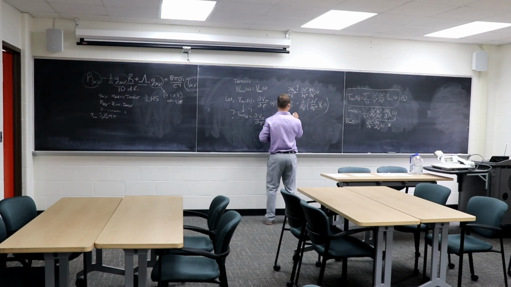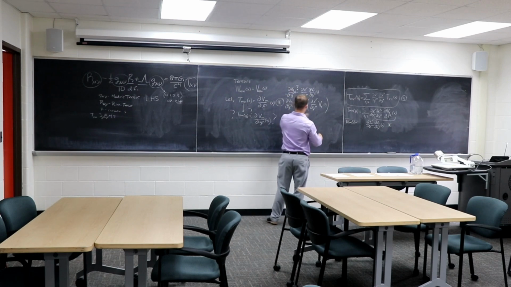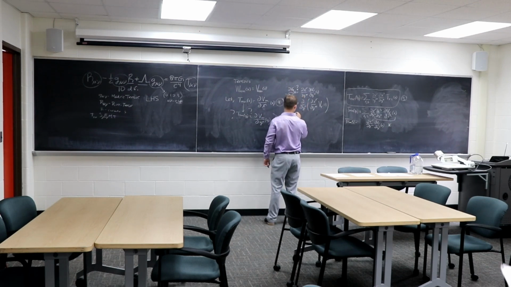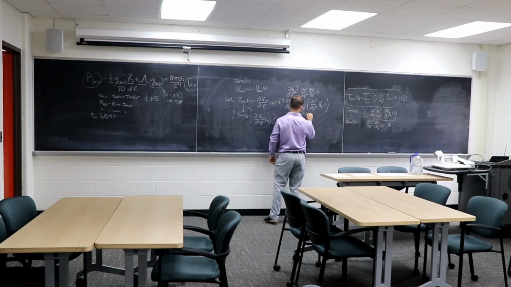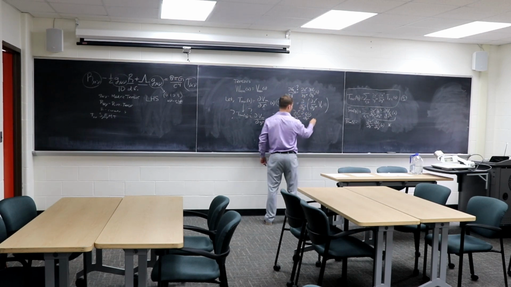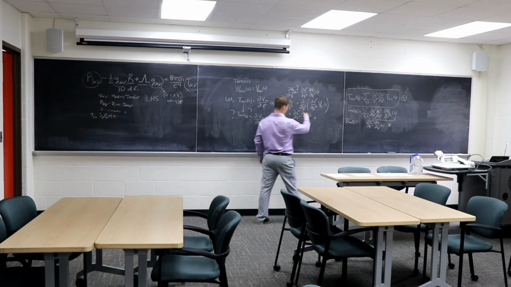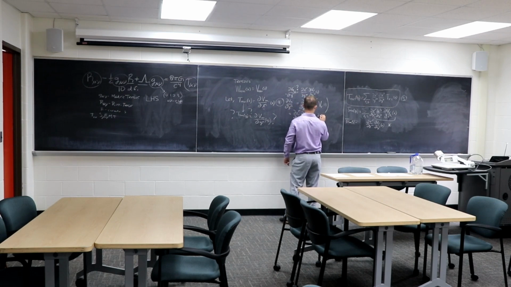So let's go ahead and do this. We have the derivative of the first. Actually, let's do this. We'll do the first term times the derivative of the second term, plus the derivative of the first term times the second term.